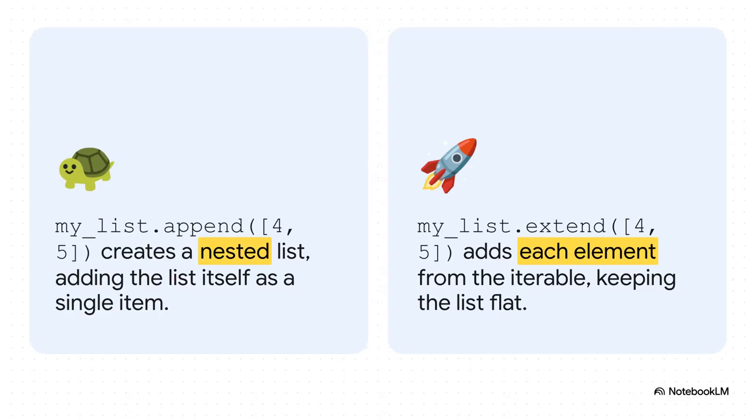And this brings us to a super common mistake, so you'll want to remember this. Look at the difference here. If you use .append with a list, it adds the entire list as a single nested item. See that? You get a list inside your list. But .extend on the right, that's what you want if you're trying to add the elements from the other list. It keeps everything nice and flat. It's a small difference in name, but a huge difference in the result.